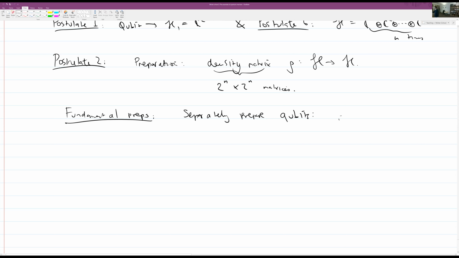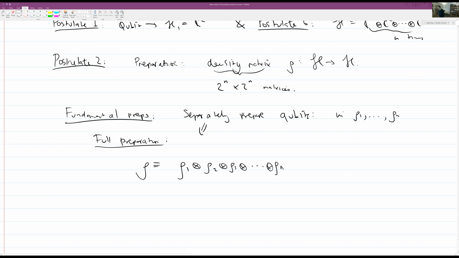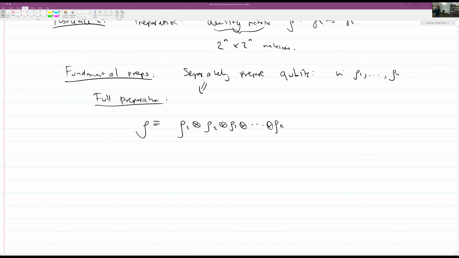So you separately prepare the qubits in row one in this list of density matrices here. These are all acting on C, they're all 2x2 matrices, right? And then what's the correct preparation for the full system? The full preparation is then described by the tensor product. Rho is given by rho one tensor rho two, tensor rho three. It quickly becomes a nightmare to write this matrix out. When n is 4 or 5, people stop writing out these matrices in matrix form because it just becomes so unwieldy to do so.